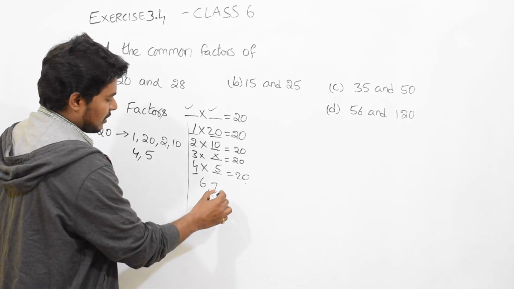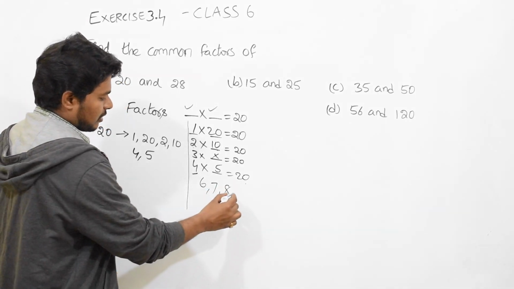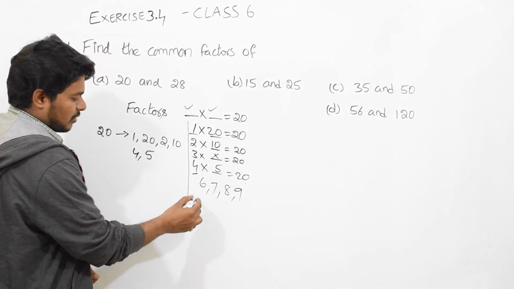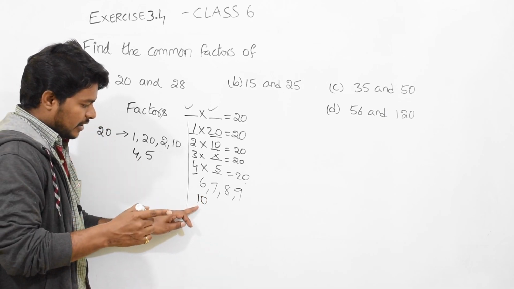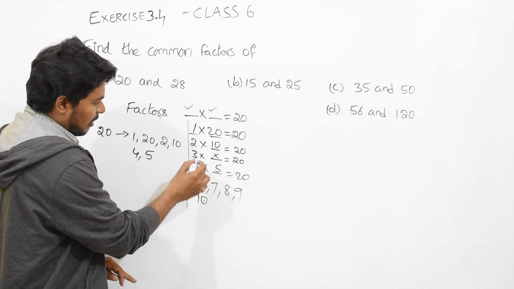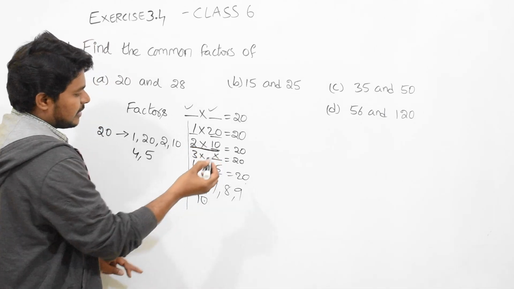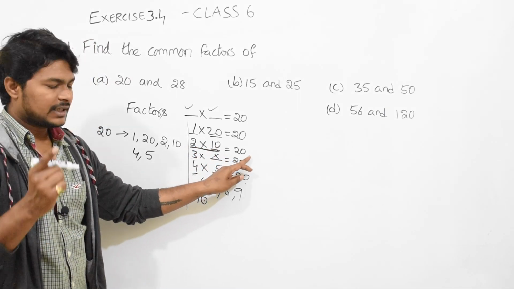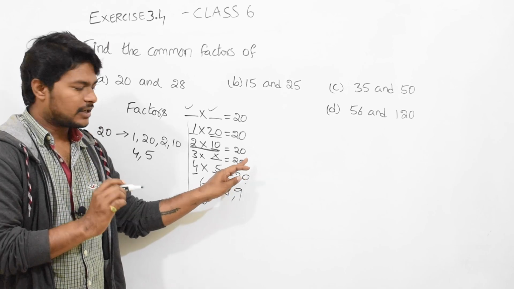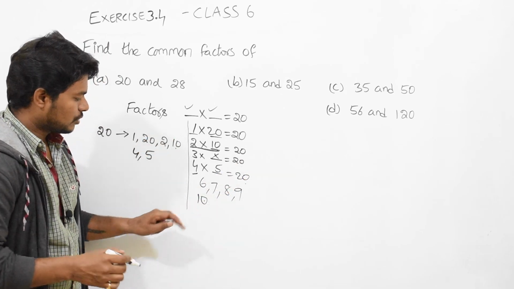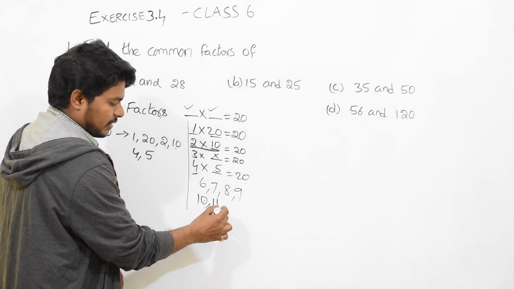Likewise, you need to check: 6 table, 20 will not come. 7 table, 20 will not come. 8 table, 20 will not come. 9 table, 20 will not come. 10 table, 20 will come, but we have already written this. 2 into 10 equal to 20, the same way 10 into 2 equal to 20, right? So 10 is already written here, so we leave 10.